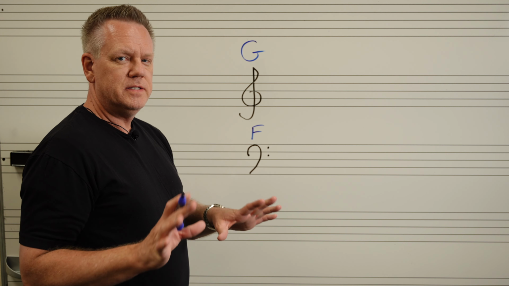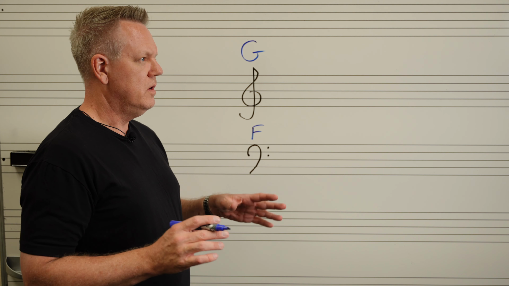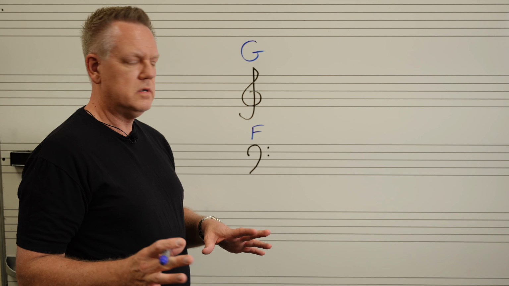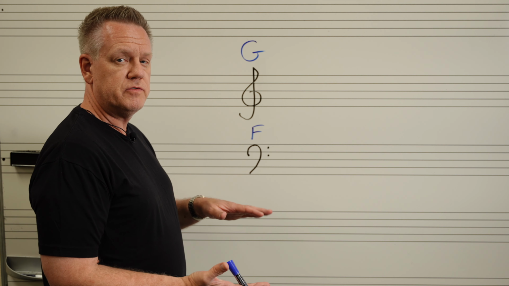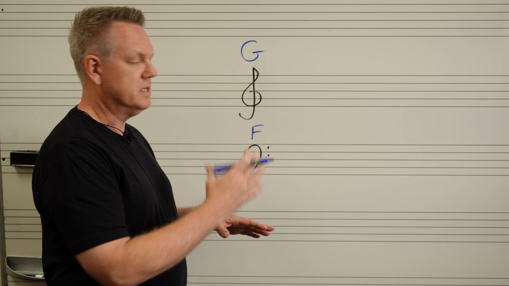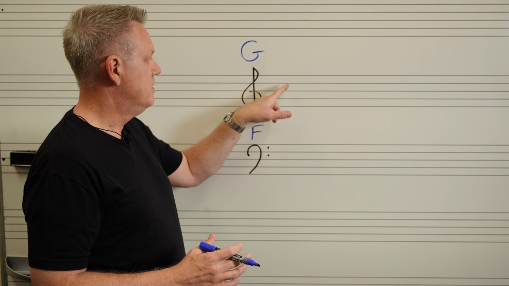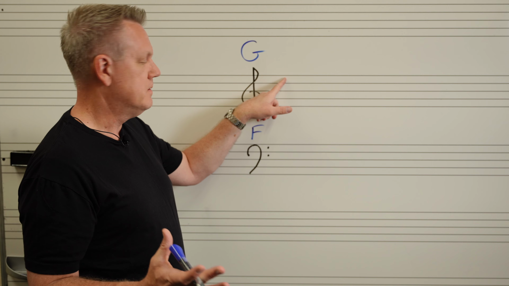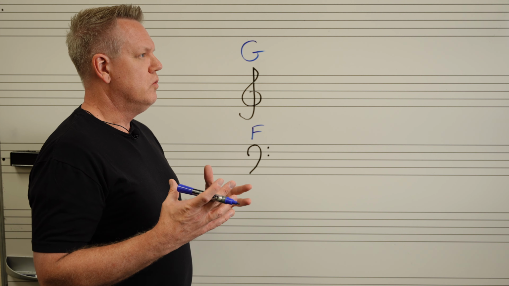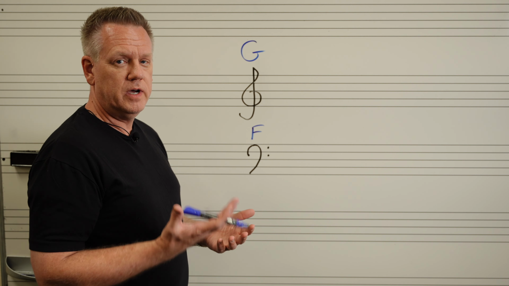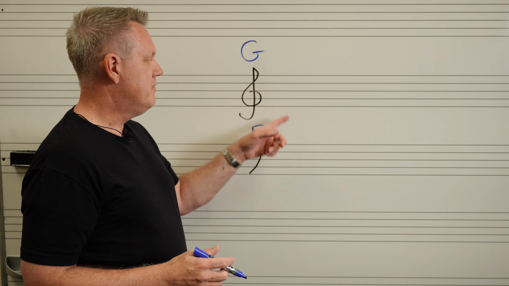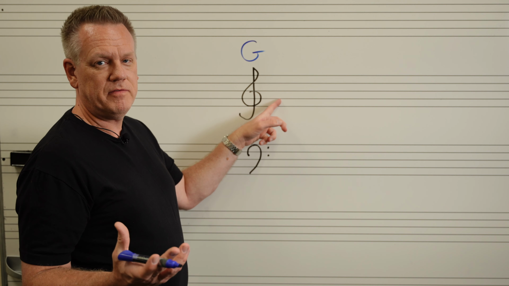Let's talk spaces of the treble clef first. Like I mentioned before, everything we do is from the bottom up in music. So this is line 1 to line 5, space 1 to space 4. So the alphabet is also the same way, from the bottom up. Now the very first space we have here is F.